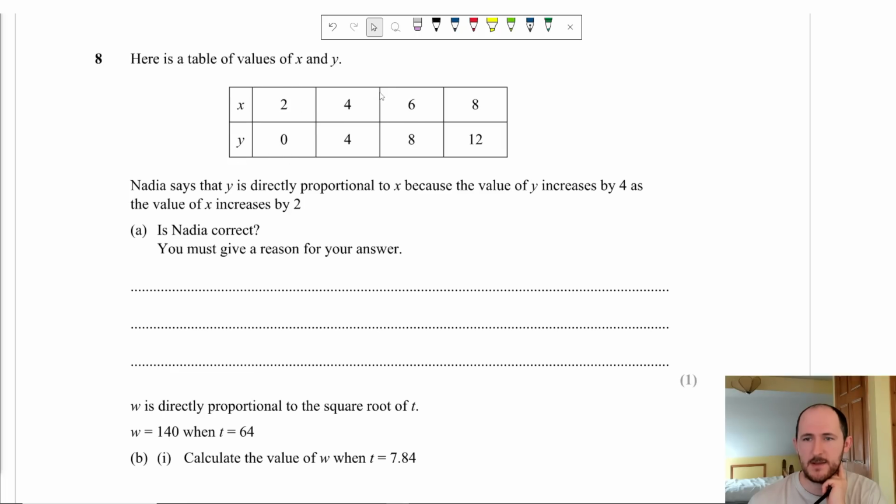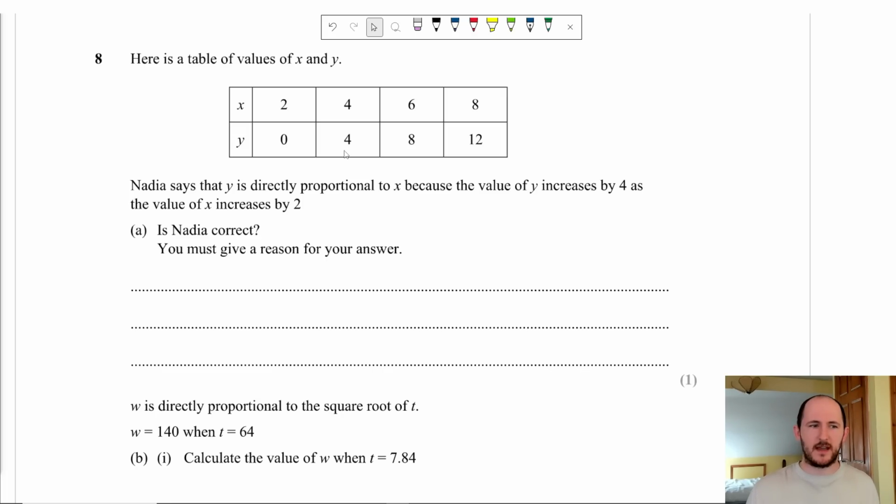So a bit of a different proportional question in this case. We have a table of values here, and Nadia says that y is directly proportional to x because y increases by 4 when x increases by 2. So this goes up in 2s, this goes up in 4s. Is she correct? Now directly proportional doesn't mean that y and x go up by the same value each time, especially in terms of adding. What it actually means is that when you times one by, let's say, 2, the other one gets doubled. So when I double x, y should also double, which isn't the case in this case.